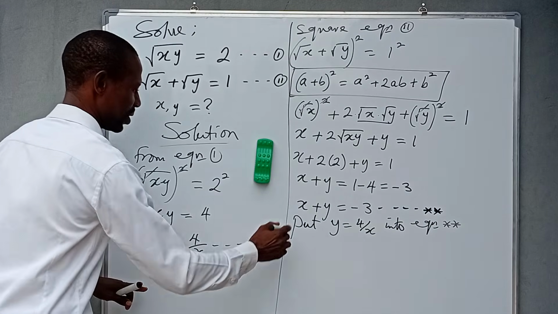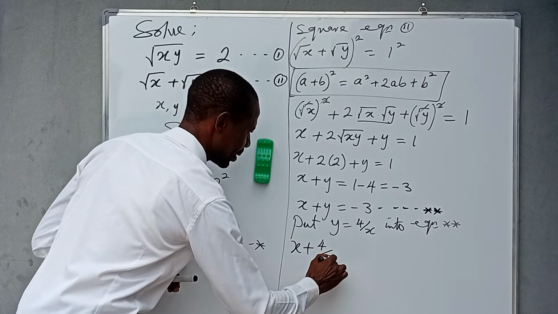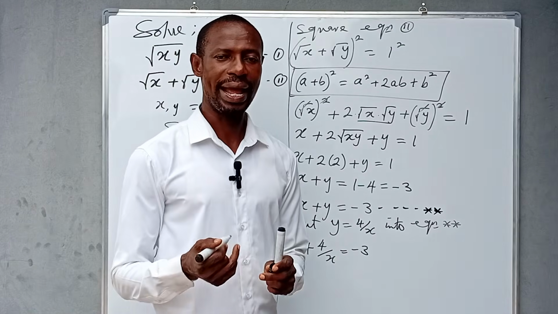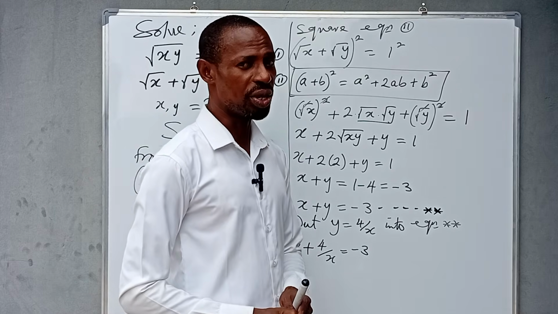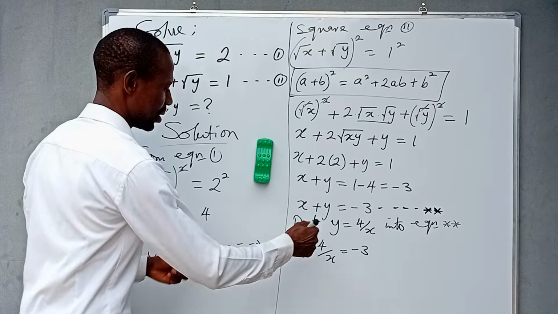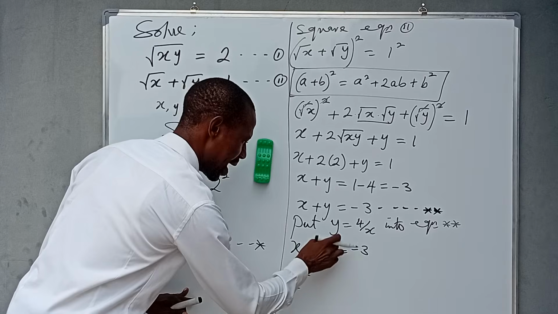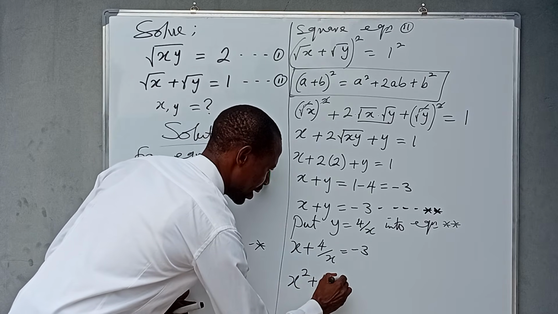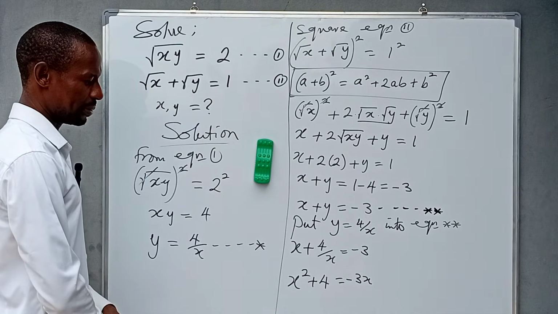So doing that, this is going to give us x plus 4 all over x equal to minus 3. We have to eliminate the x at the denominator, right? To do that, we have to multiply both sides of the equation, or all the terms separately, by x. If we do that, we end up having x raised to power 2, and multiplying the other terms gives us 4 equal to minus 3x. Easy.